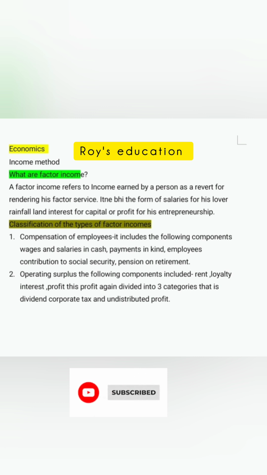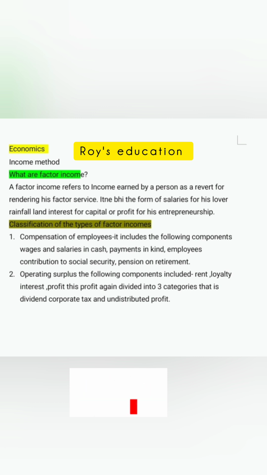Next is employers' contribution to social security. It refers to the payment of Provident Fund contribution by the employers on behalf of their employees. Next is pension on retirement. To be very specific, it does not refer to the old age pension. It refers only to the pension payment as a part of the service contract between the employer and the employees.